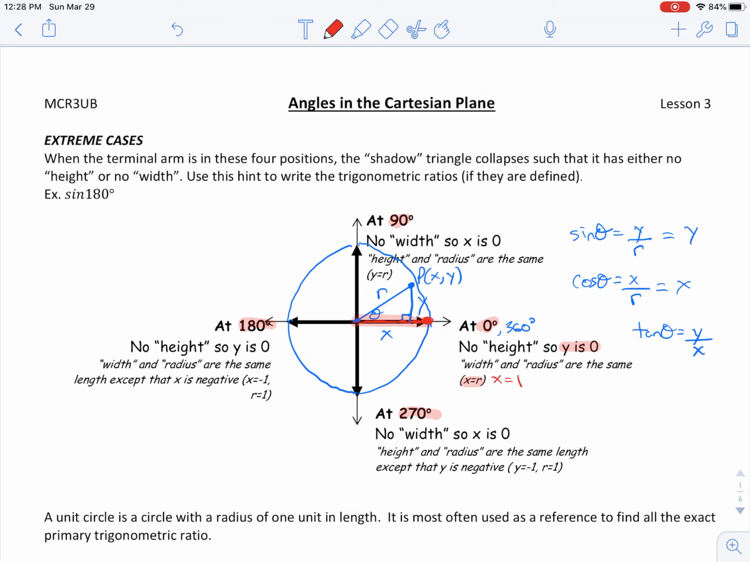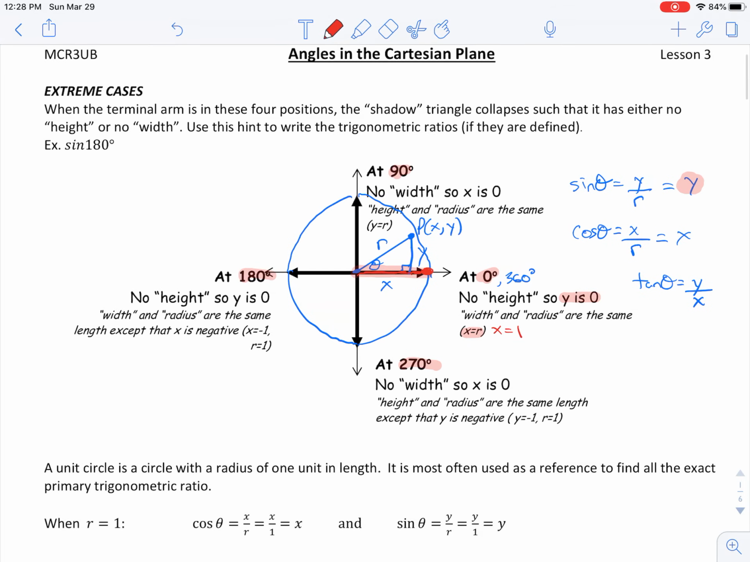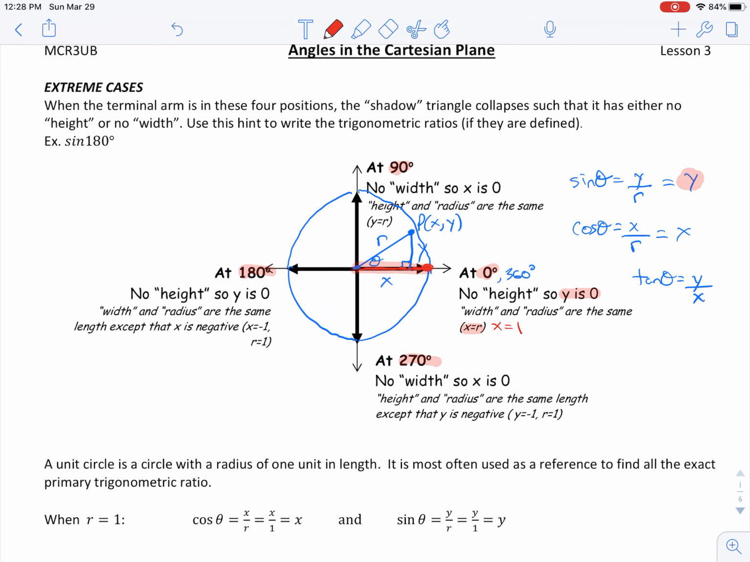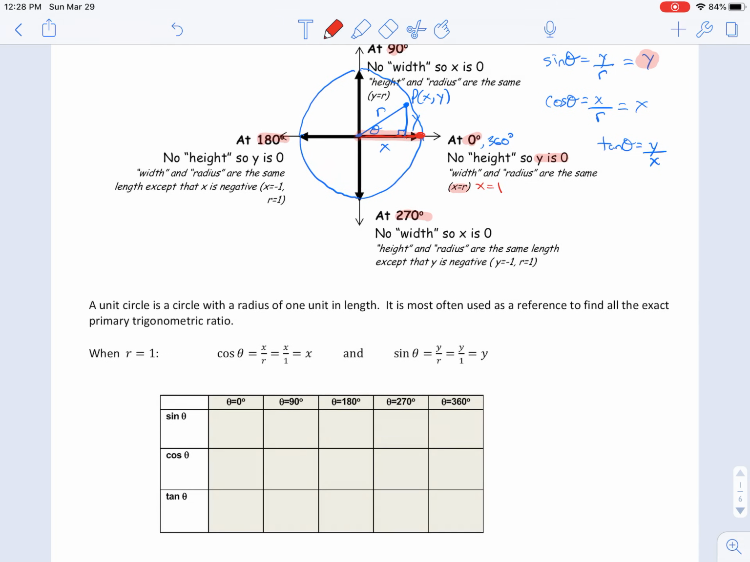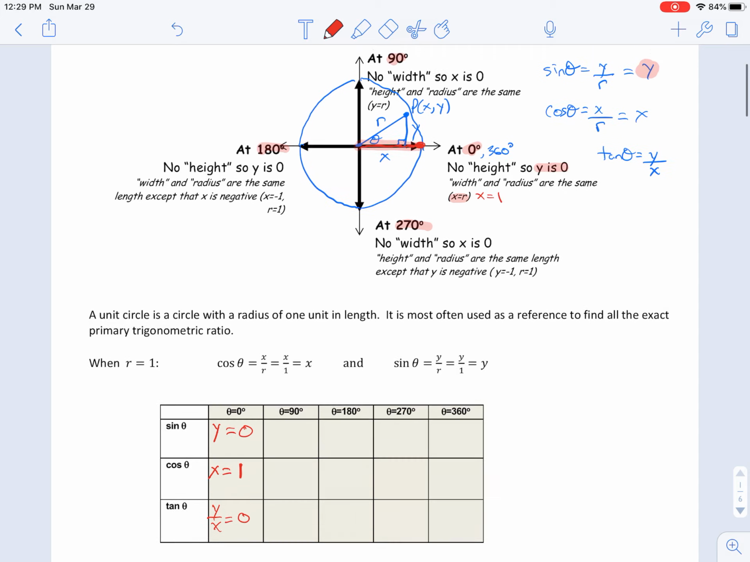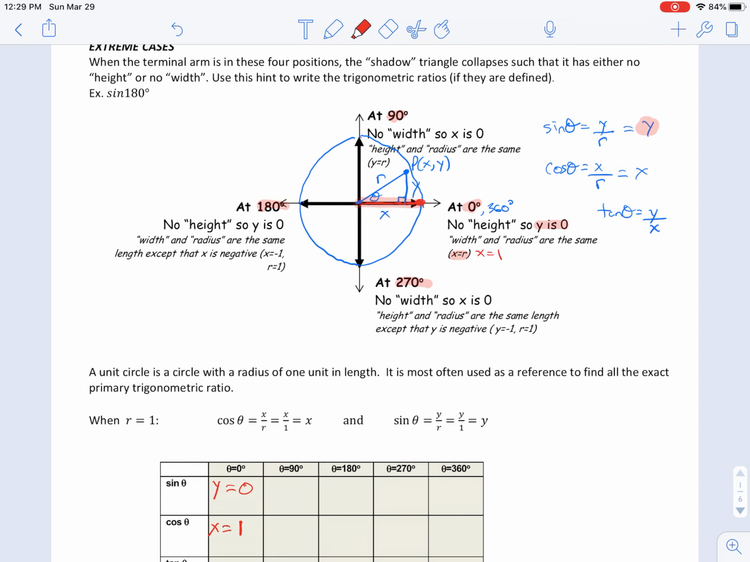So if I was to ask you what is the sine of 0, knowing that sine is equal to y, and the height at 0 is 0, then you know that sine of 0 degrees is just going to be 0. So it's y, which is equal to 0. And so cosine at 0 degrees is going to be x, which is just the value of 1. And then tan, which is y over x, gets me 0 over 1, which is the same as 0, like that. So hopefully that helps a little bit.